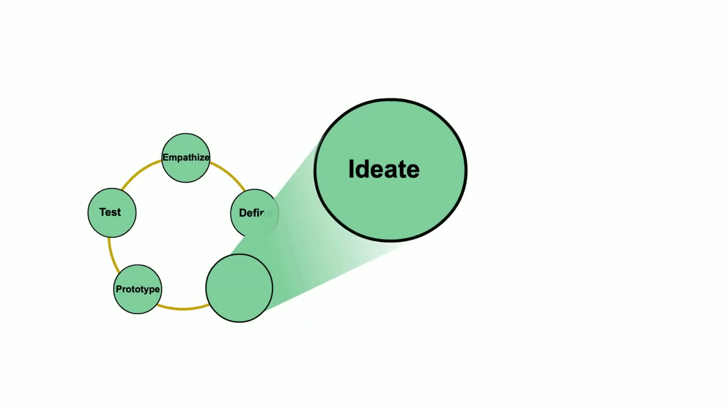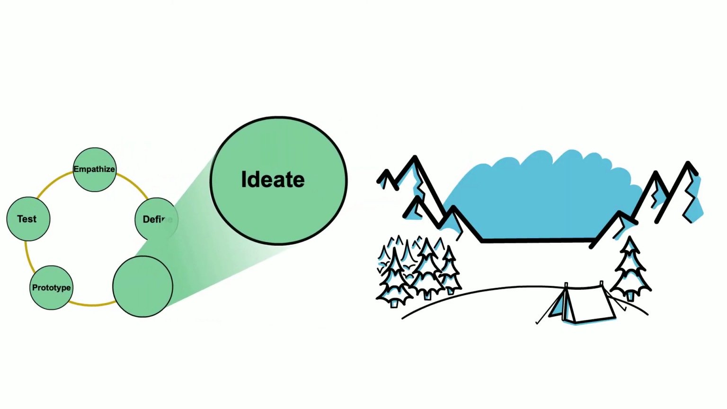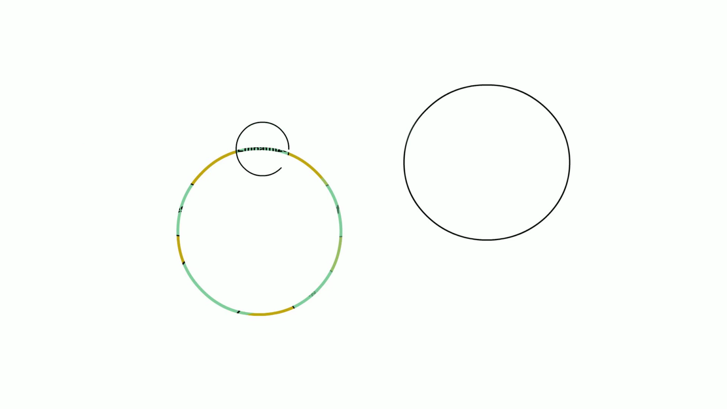The third step, this is kind of the fun step. This is ideate. This is where you brainstorm and you come up with really cool, fun, new ideas and ways to solve the problem. Prototyping is where the rubber meets the road.